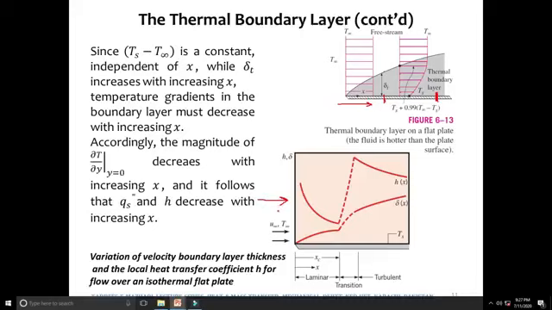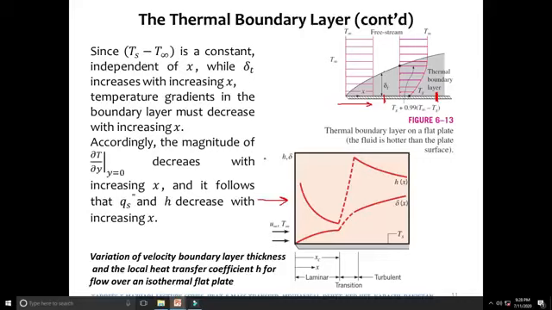So what does it say? It says that when we move along the length of the plate, the heat flux and h would decrease. Why would it decrease? Because as we just discussed, as we move along the length of the plate in the x direction, the temperature gradients would become smaller and smaller. And if the temperature gradients become smaller and smaller, then the heat transfer would get smaller and smaller. And what would happen with h? If the heat transfer is getting smaller, then h will also decline.